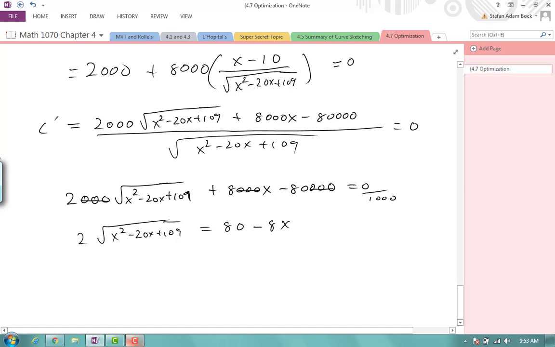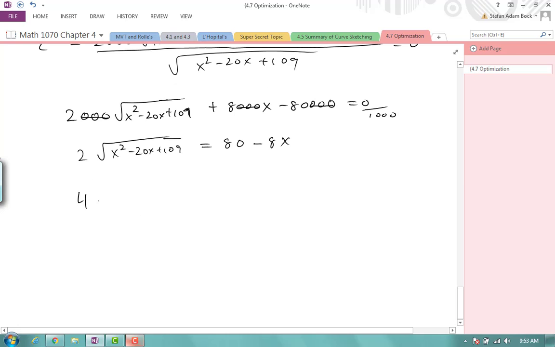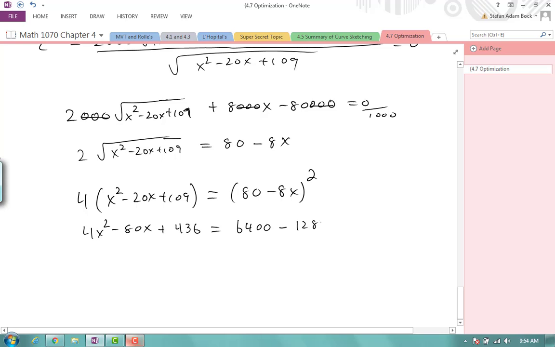Now if I square both sides, the square root will be gone. So I'll have 4 times x squared minus 20x plus 109 equals 80 minus 8x quantity squared. And I just got to multiply all this out and get everything on one side. So I'll have to subtract 4x squared from both sides, and I'll have to add 80x to both sides, and I'll subtract 436 from both sides.